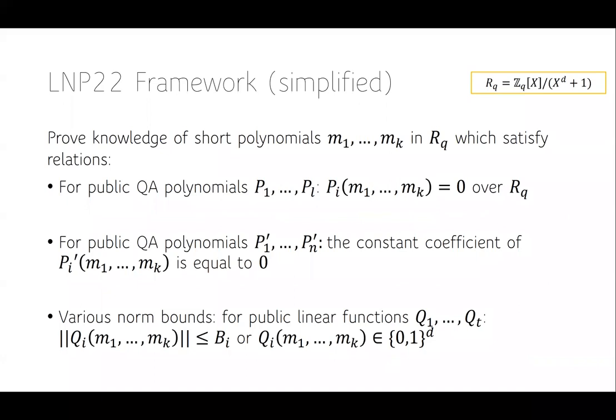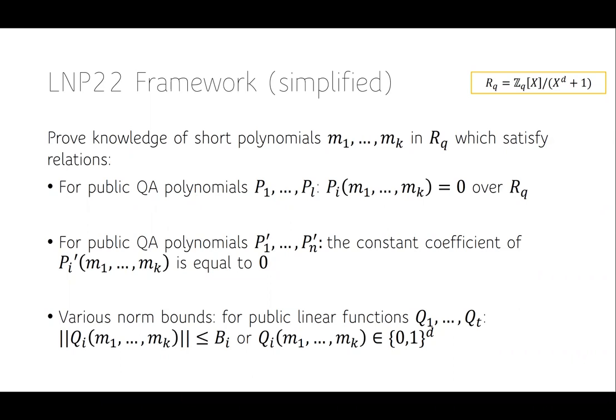So the simplified LNP22 framework can be described like this. Suppose I want to prove knowledge of some short polynomials in RQ, M1 up to MK, which satisfy some relations. So for public QA polynomials P1 up to PL, we want to prove that for each I, PI of M1, M2 up to MK is equal to zero over RQ.